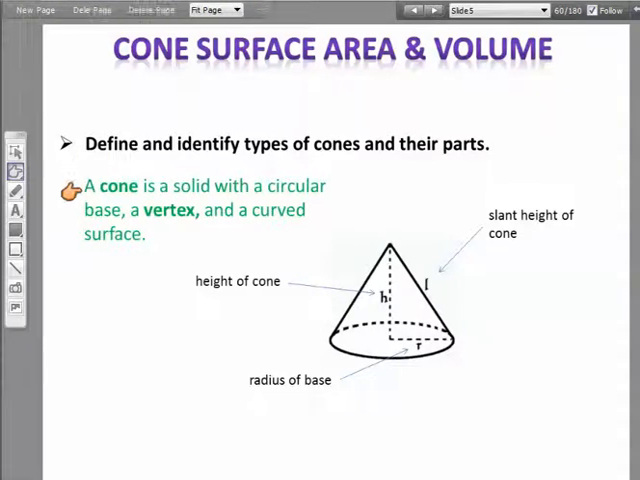First, let's look. A cone is a solid with a circular base, a vertex, and a curved surface. So this right here is a right cone, and this is going to be my height. This is the axis, it's the height. You're going to need to know the radius of the base. Remember, if you have a diameter, you have to divide by 2. And then there's the slant height of the cone, which is an L, just like we used for pyramids.